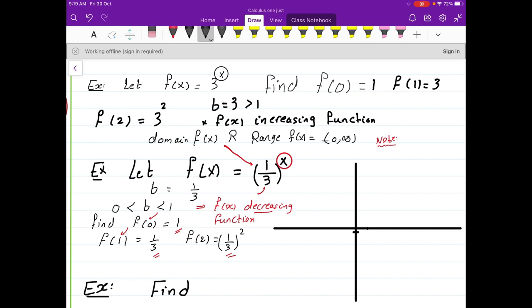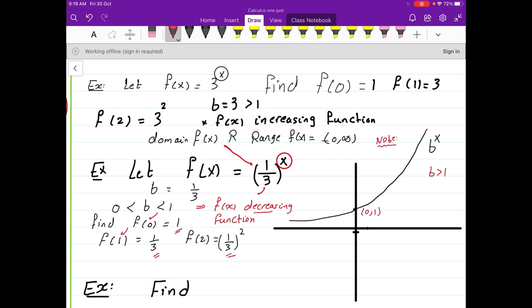And when the base is greater than 1, it will be increasing. So, to sketch the graph of this function, b to the power x. In general, b to the power x is increasing, the domain is R and the range is 0 to infinity. So under the case b is greater than 1, you get an increasing function.